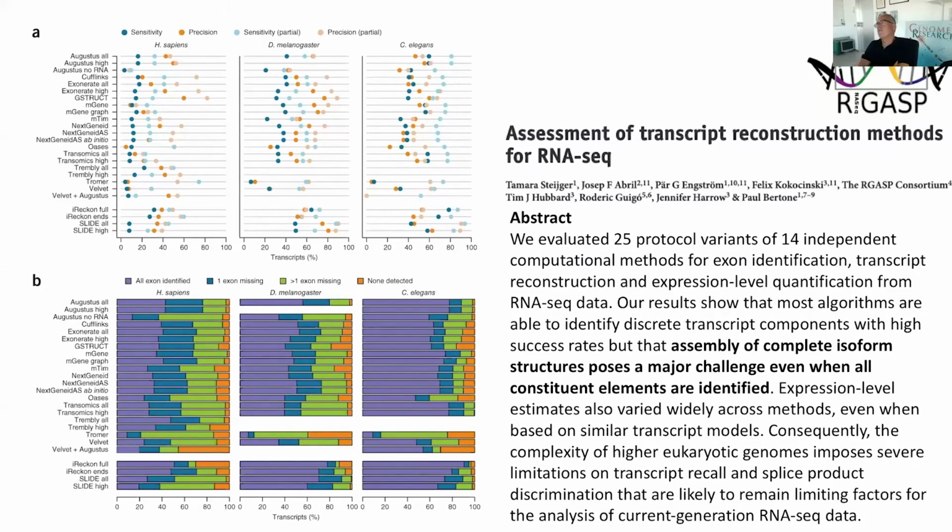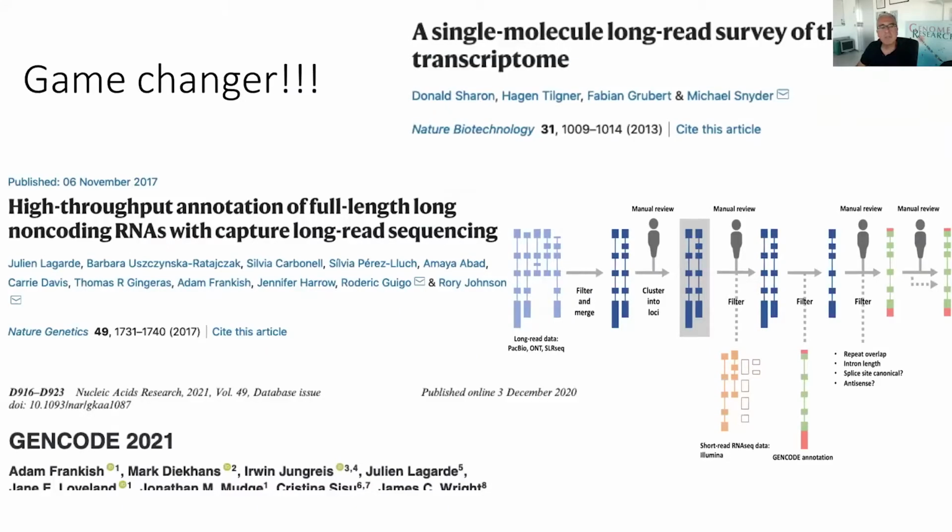Still for gene annotation, really short read RNA-seq has limited value, and in this sort of evaluation done in the framework of ENCODE, called ERGAS, the conclusion was that assembly of complete isoform structures poses a major challenge even though all constituent elements are identified. So still from short read sequences, it's very difficult to get to full length transcripts and good annotation of transcript sequences.